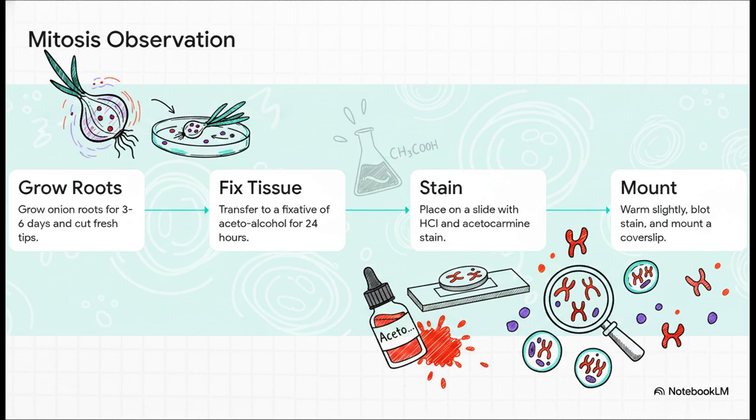Freshly sprouted onion roots are perfect for this, but the chemical steps are vital. We use an aceto-alcohol fixative and a really vivid acetocarmine stain. Why? Because we are effectively freezing those rapidly dividing cells exactly where they are in their life cycle. The stain makes their chromosomes pop out so they're highly visible against the rest of the cellular background.